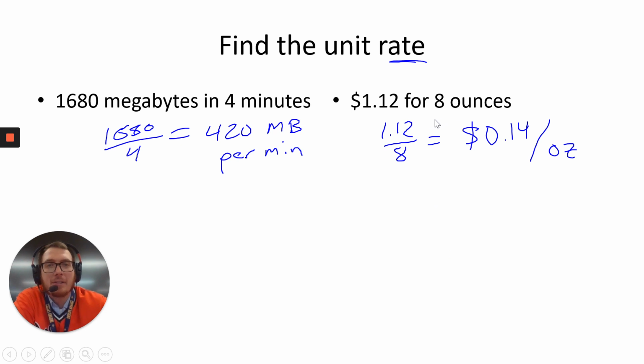$1.12 for 8 ounces. If I take $1.12 divided by 8, that's 14 cents an ounce. This is the idea of things that are written on grocery store tags. If you've ever gone in there and looked at the unit rate prices, you can compare unit rates very quickly because of the tags being set up like that. But you want to make sure that you're able to find that, because sometimes when things are on sale, they don't put the unit rate on there every time.